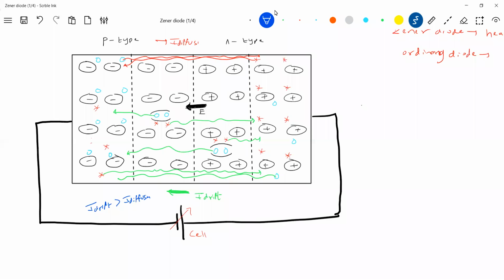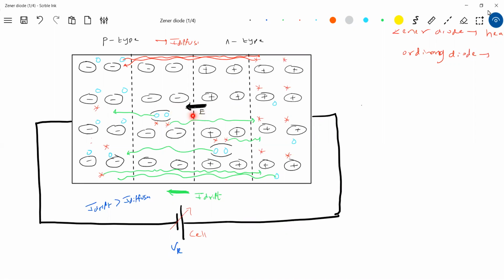Then suddenly, at one particular reverse voltage, the electrostatic field in the depletion layer is so high that it will directly pull a valence electron from the valence band. Not here in this region. It will directly pull a valence electron from the valence band, or better say, it will break up one covalent bond. Then what do we get? A hole and an electron pair. This is called the Zener effect.